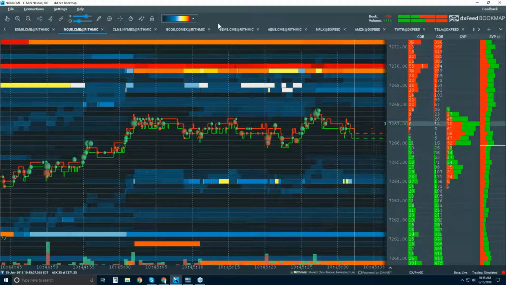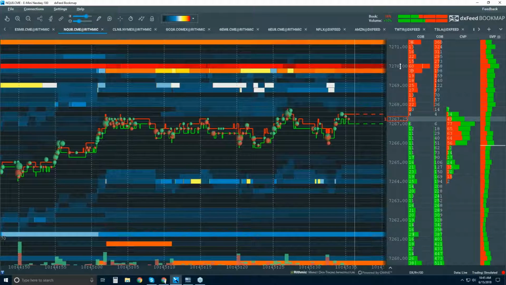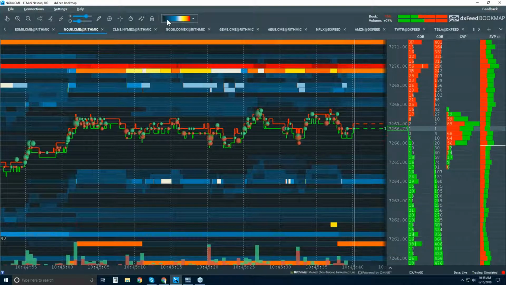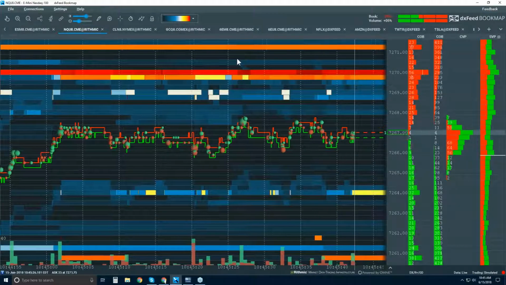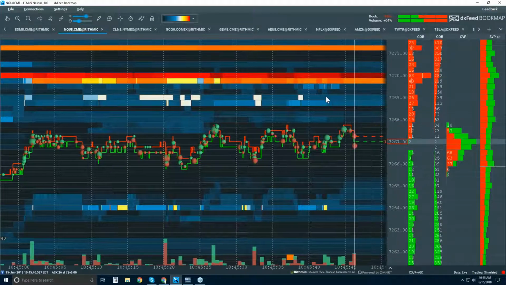So red is the highest. You can see it here, 55 contracts at 72.70. And then orange, then yellow, then white, then blue, and then black is the lowest. All right, so that's the liquidity heat map.